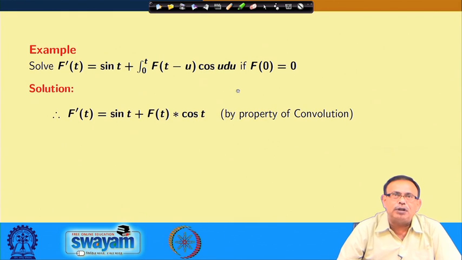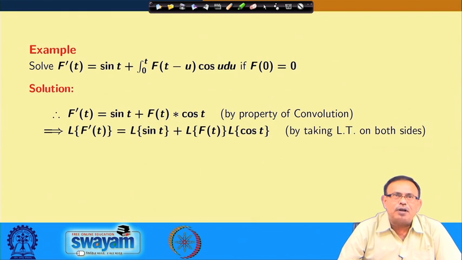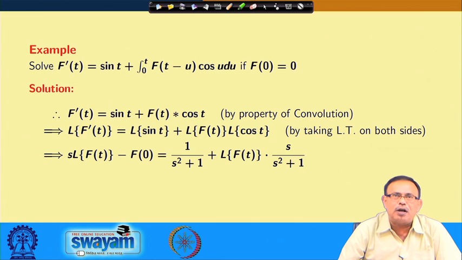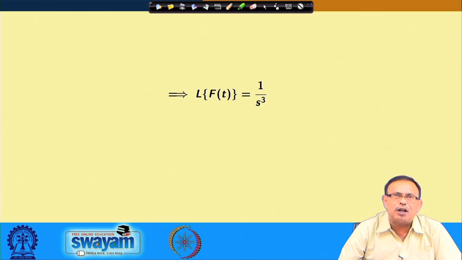Here we write the Laplace transform of f dash t like this. You substitute the Laplace transform of cos t, and f(0) is 0. So you obtain the Laplace transform of f(t) equals 1 by s cube, and once I obtain this, f(t) is the Laplace inverse of 1 by s cube, which is nothing but t square by 2. The value of f(t) is t square by 2.